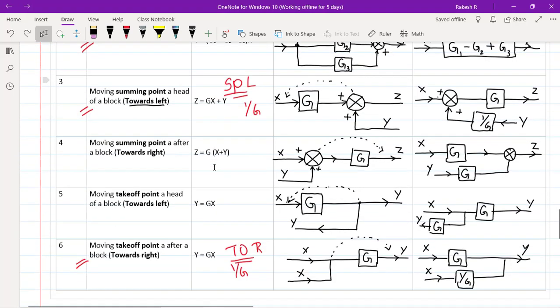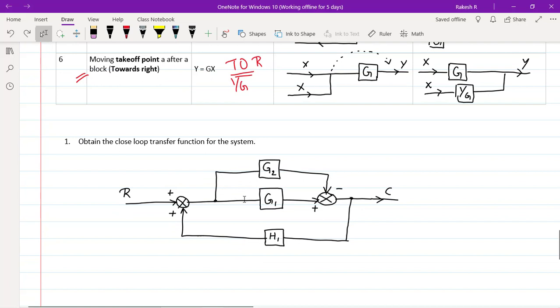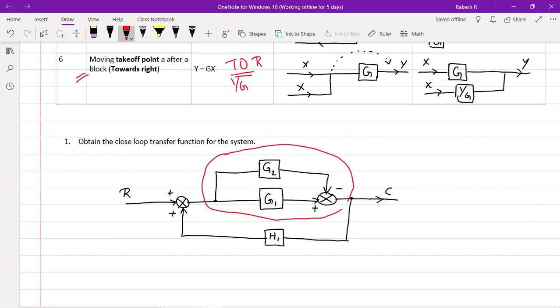Reduce the blocks which are connected in parallel here. Parallel, you can say, sir, we have three parallel blocks, G1, G2 and H1, right? No, this is not the case here. Here you can see only G1 and G2 are in parallel, but H1 is the feedback loop. When we say blocks which are connected in parallel, right? This is the only case.